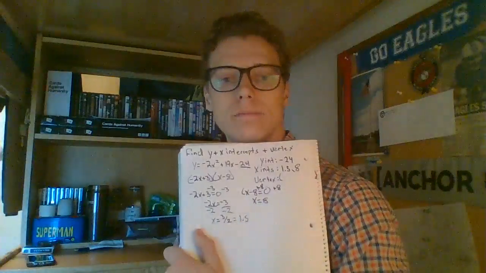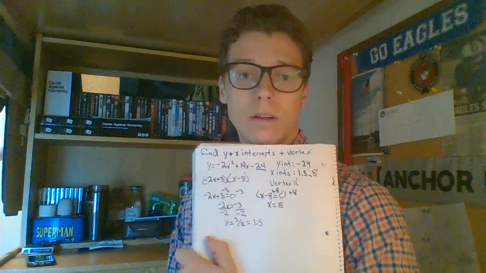Then we solve for the other one, which is x minus 8 equals 0. And then all you have to do is add 8 to both sides, and you get the x-intercept. So add 8, and you get x equals 8, which is our second x-intercept. Both of them right there. Then we're going to solve for the vertex.